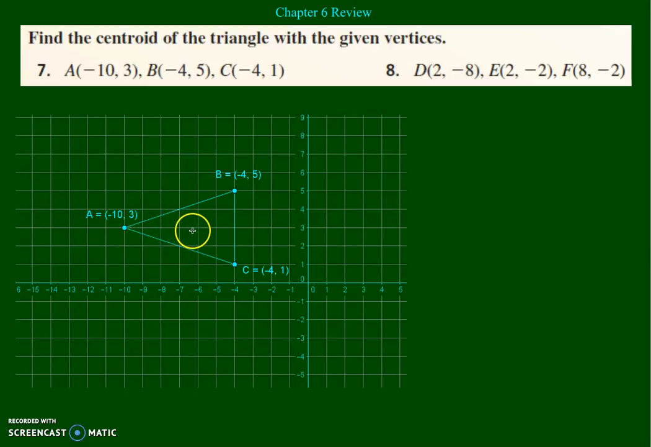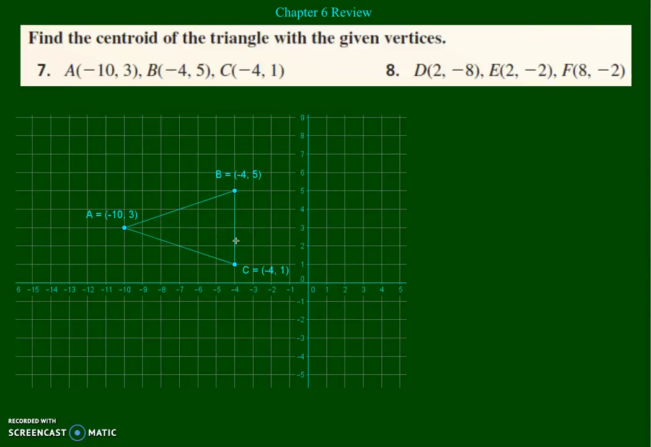Now, a centroid is the point of concurrency of the medians of a triangle. A median is the segment, line, or ray from a vertex to the midpoint of the opposite side. Fortunately, we're only going to need to do this twice, because the point of concurrency of any two medians is going to give us the centroid. So we can take AC and BC.